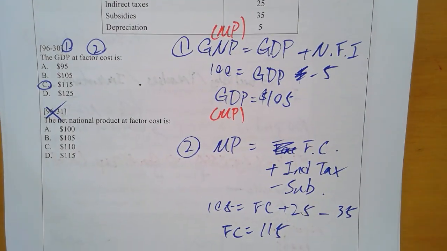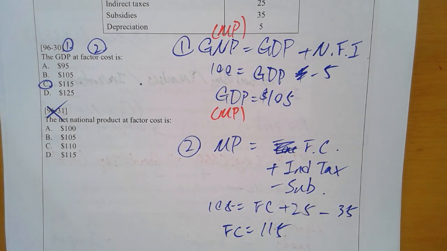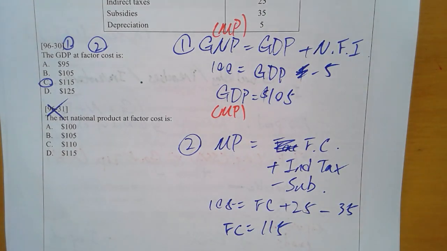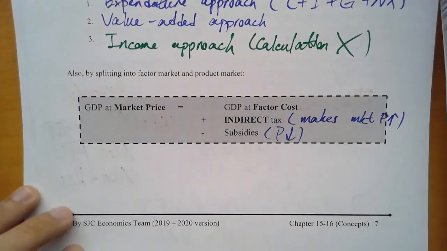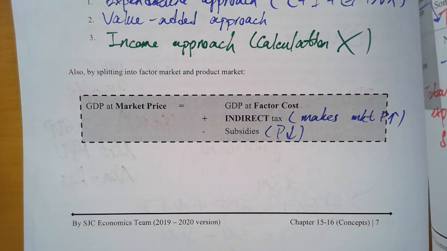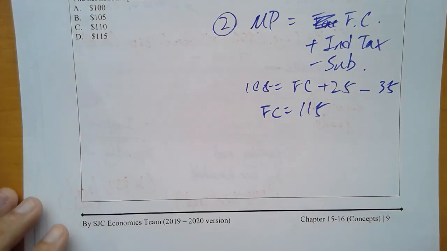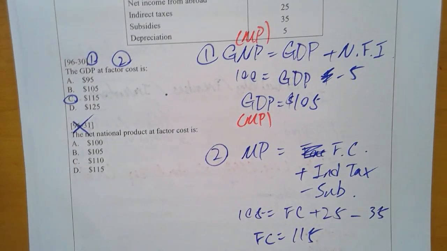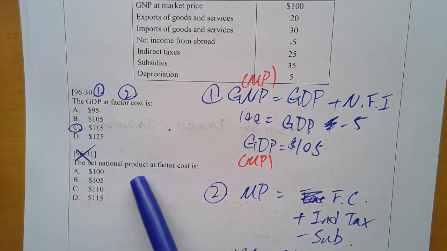Now, how come I'm doing this so quickly? Because I'm so familiar with the relationships. That's why you need to know two relationships. First, GNP equals GDP plus NFI. Second, market price equals factor cost plus indirect tax minus subsidy. You need to be familiar with these two relationships. Okay? Now, next one, NNP at factor cost.